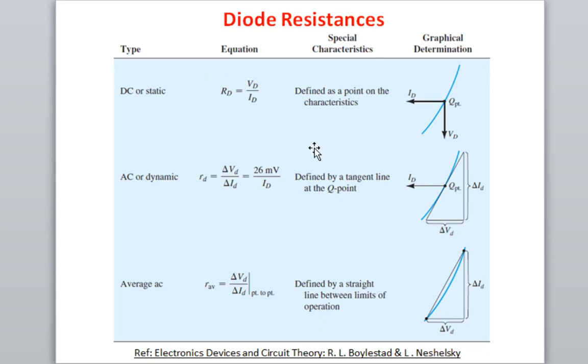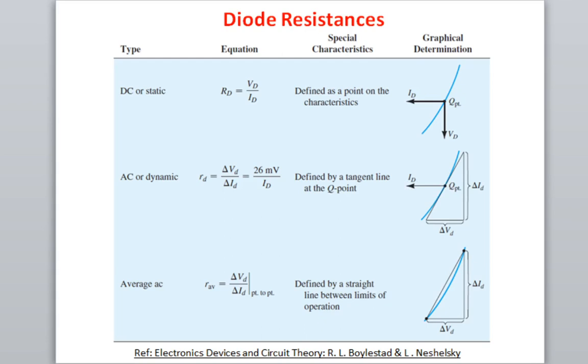And again, if you want to calculate AC or dynamic resistance, you take the characteristics curve and the Q point and draw a tangent on the characteristics curve, and the tangent should pass through the Q point. Then you take 2 points on the tangent drawn at the Q point, and take the differences, delta VD and delta ID. If you take the ratio, whatever you get is called the AC or dynamic resistance. Theoretically it is 26 millivolt divided by the current at the Q point, that is, the diode current at the Q point.